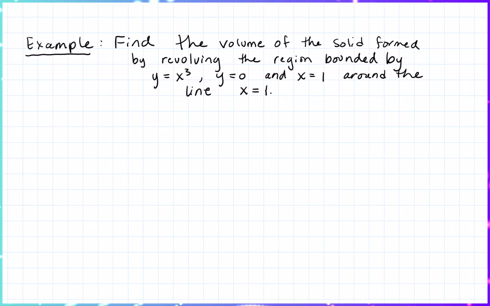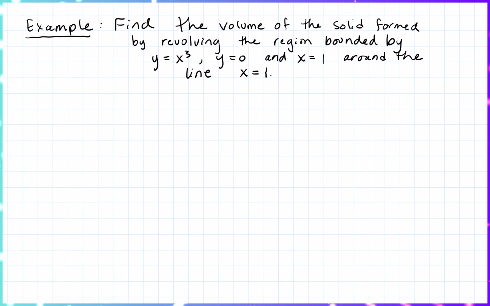So let's take a look at this first example. We want to find the volume of the solid formed by revolving the region bounded by y equals x cubed, y equals 0, and x equals 1. Our first step when we're doing these is to sketch the region. So let's sketch our region.